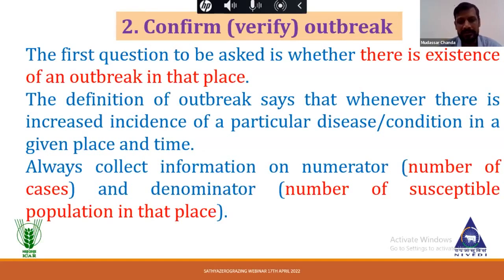And why this is important when you're trying to say an outbreak is happening: maybe one case, we cannot call it an outbreak. It may be some sporadic case of some disease. So an outbreak will always have more than one case in that particular place.